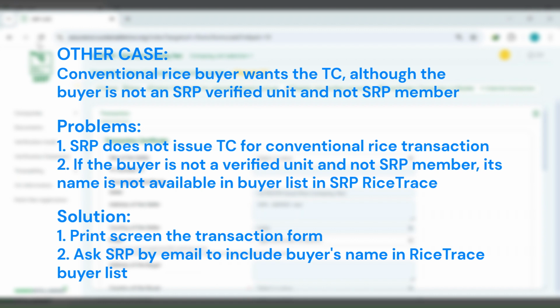For this case, SRP has prepared the solution. First, about the TC, as SRP does not issue the TC, sellers can print screen this transaction form. About the buyer's company name, sellers can reach out to SRP by email to request SRP to make the buyer's name available in the transaction form. SRP will put the buyer's name in the available buyer list, although the buyer is not a verified unit and not a member, only for this kind of transaction purpose.